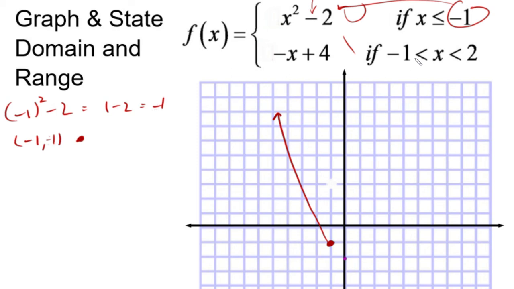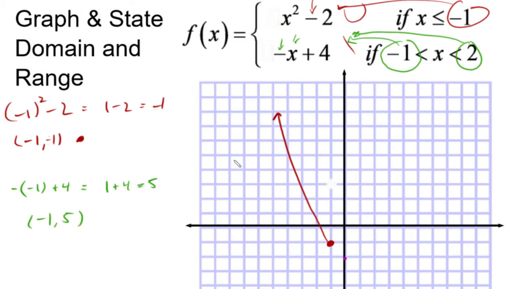Then you do the same thing with this one. You plug in -1 into here, see what you get. Plug in 2 into here and see what you get. So we've got to plug in -1. So negative times -1 plus 4, because there's a negative here, and then you're plugging in -1 into x. That equals 1 plus 4, which is 5. So at -1, you're at 5. And then you plug in 2. -2 plus 4, which is 2. So here you're at 2 comma 2.